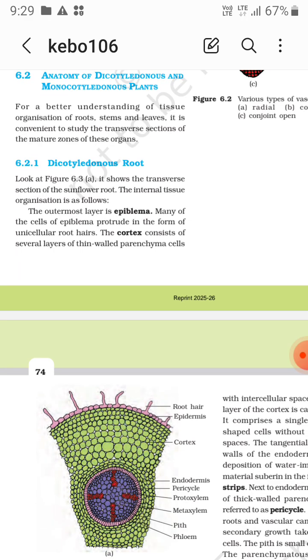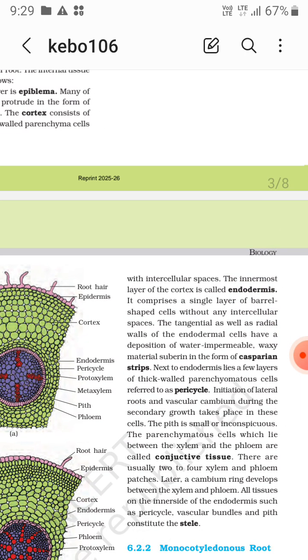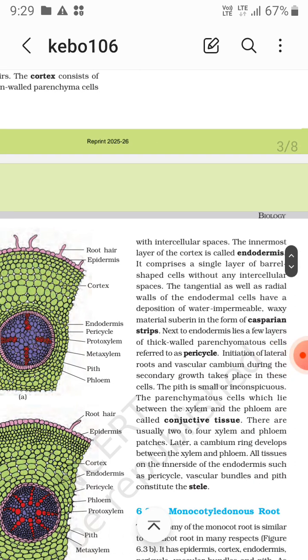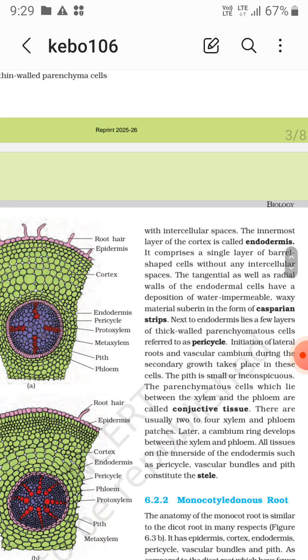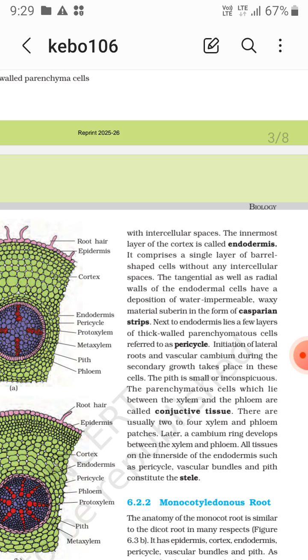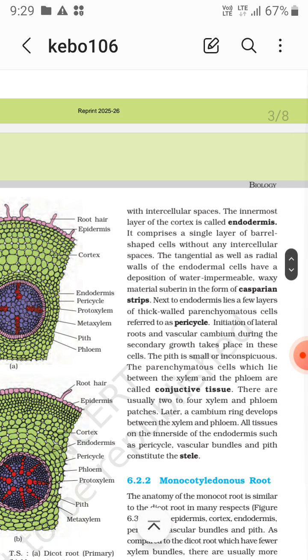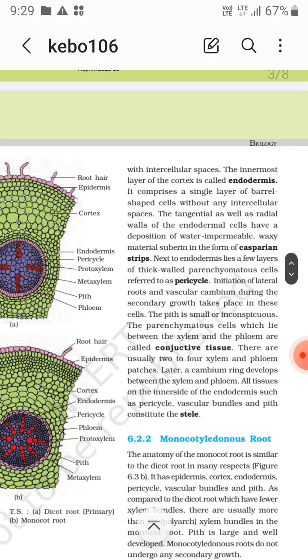The cortex consists of several layers of thin-walled parenchyma cells with intercellular spaces. The innermost layer of the cortex is called the endodermis. Inner to the cortex there is the endodermis, then the pericycle, then protoxylem, then metaxylem, then phloem, and then pith. The endodermis is a single layer of barrel-shaped cells without any intercellular spaces. The tangential as well as radial walls of the endodermal cells have a deposition of water-impermeable, waxy material suberin in the form of Casparian strips. They hinder the water flow.